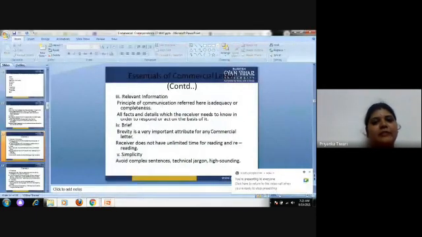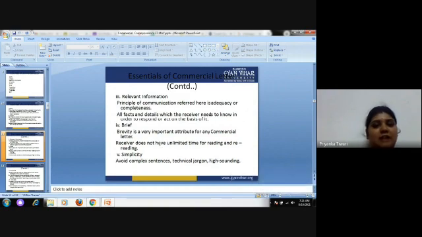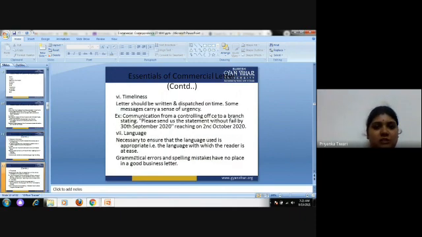So all relevant information is also very important. The principle of communication referred to here is adequacy or completeness: all facts and details which the receiver needs to know in order to respond or act on the basis of it. Brevity is a very important attribute of any commercial letter. The receiver does not have unlimited time for reading. And simplicity: avoid complex sentences and technical jargon.